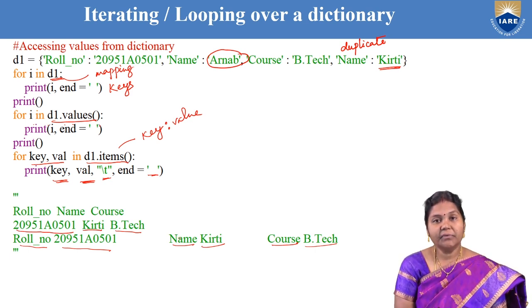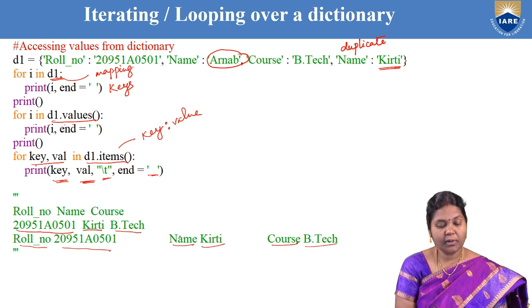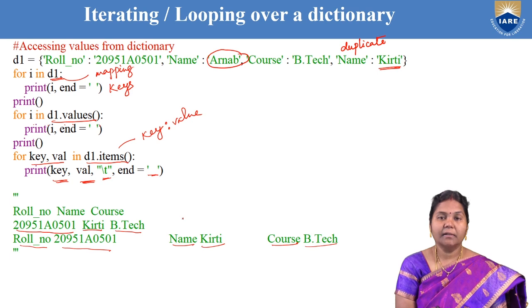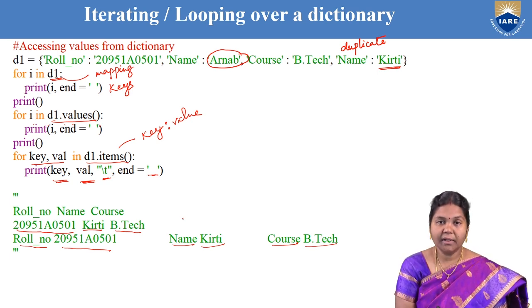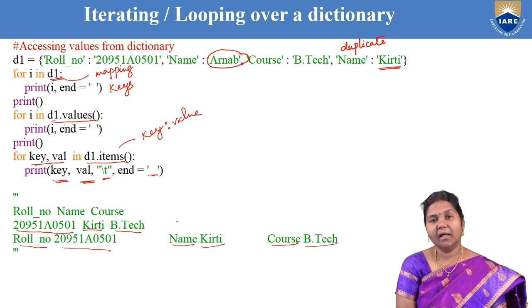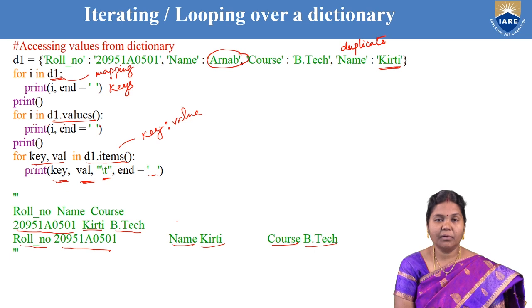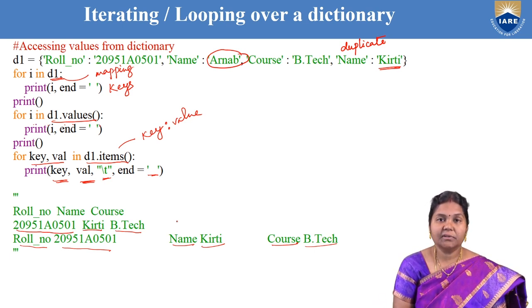So, there are three ways of doing iteration. For I in D1, if you simply write it, you will get only keys. For I in D1 dot values, you will get only the values associated to keys. If you write for key comma value in D1 dot items, then you will get both its keys and values. For each key value pair, you can iterate or display from the dictionary. So, these are the ways of iterating or looping over a dictionary.